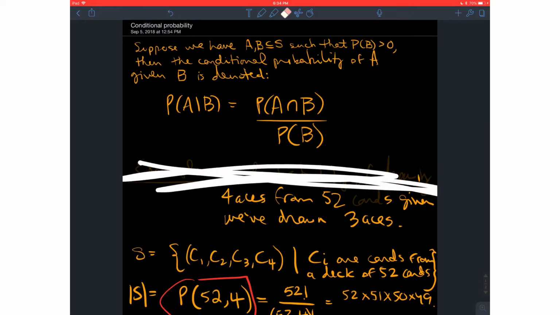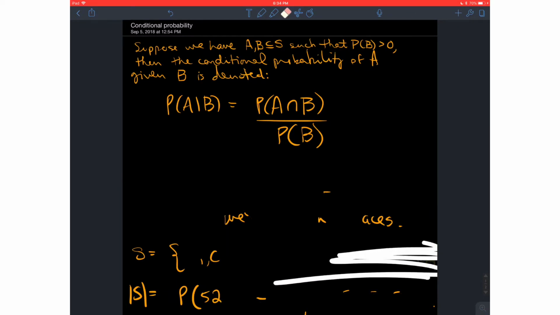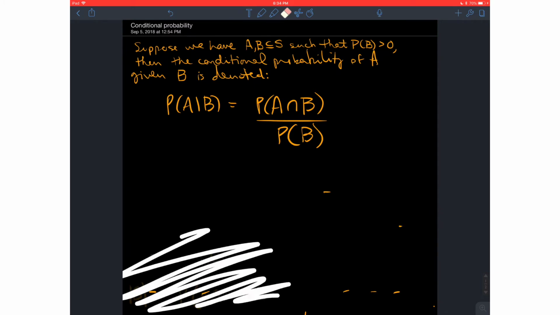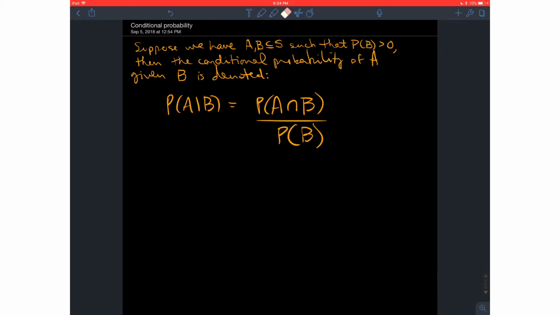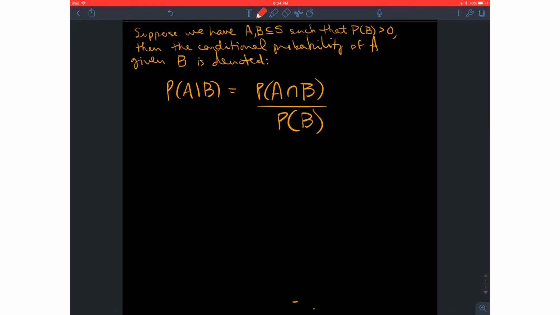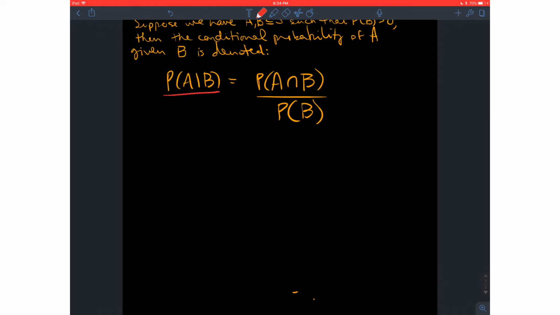Alright, so for this video, we're going to be looking at conditional probability. For conditional probability to be defined, we need two sets, A and B, that are subsets of our sample space, such that the probability of B is greater than 0. Then we can define the conditional probability of A given B, where this line between them we say "given." So A given B is the probability of A and B divided by the probability of B.